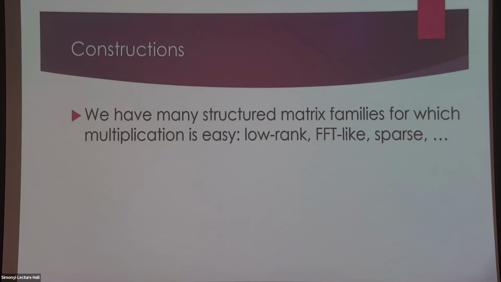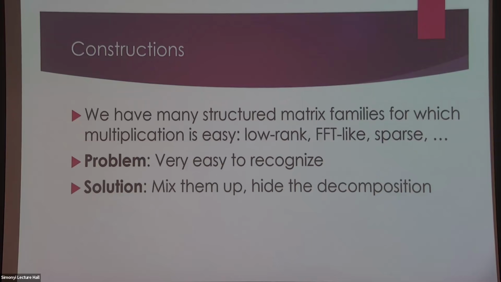So the first thing we want to have in mind is that we have many families of matrices for which we have easy multiplication. Say things like low-rank matrices, or very sparse matrices, like only few non-zeros, or things like FFT type matrices, or circular matrices, and so on. So we have all of those families of matrices that we can multiply with quickly. What is the problem? That all of them are very easy to recognize. Right? It's easy to tell if something is low rank, or if something is sparse, or if something is an FFT matrix. So what can we do? Just mix them up.